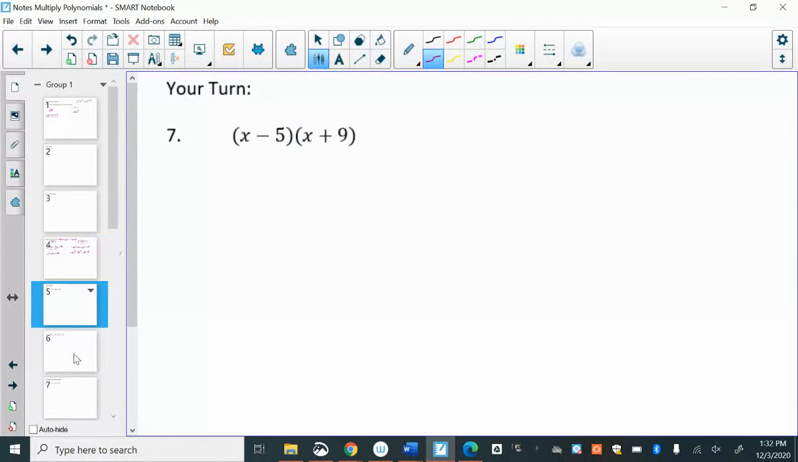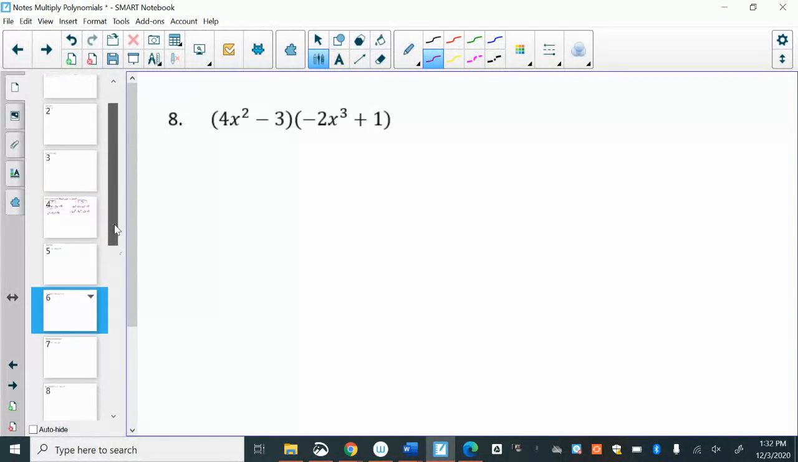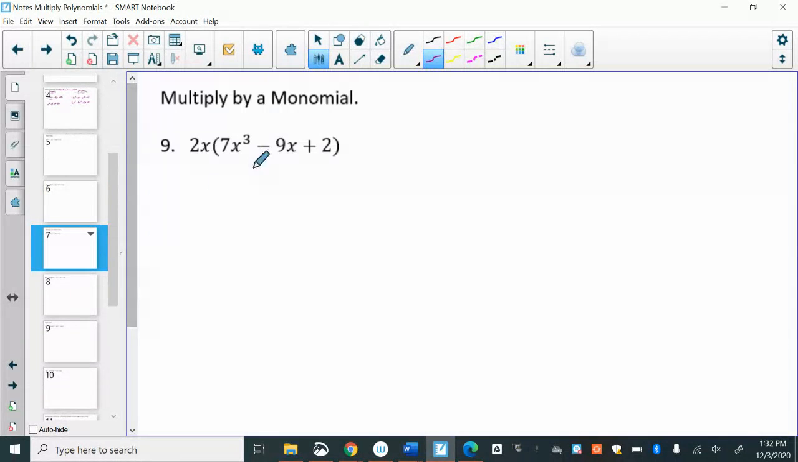Okay, so I've got 2 for you to try. Again, check your answers in Schoology. Multiplying by a monomial, you just want to make sure you're distributing. That 2x to all 3 terms is going to give you 14x to the 4th. 2x times minus 9x is going to be minus 18x squared. And then 2x times 2 is going to get you plus 4x.